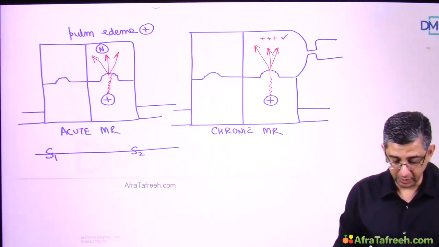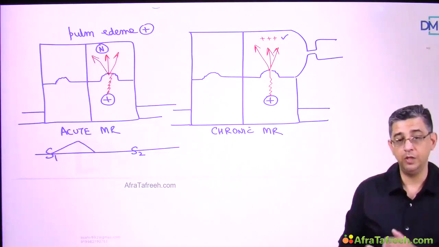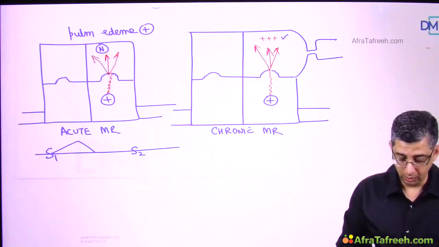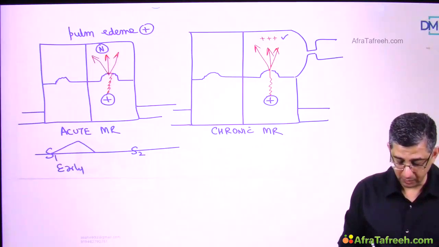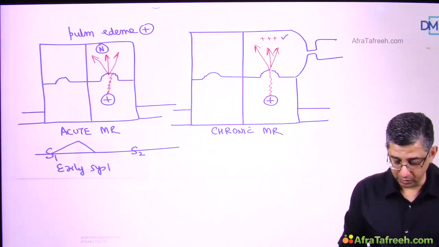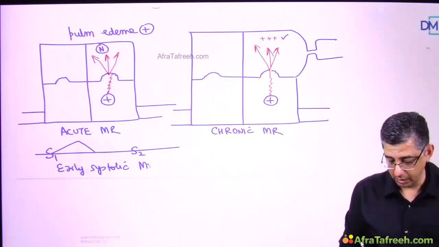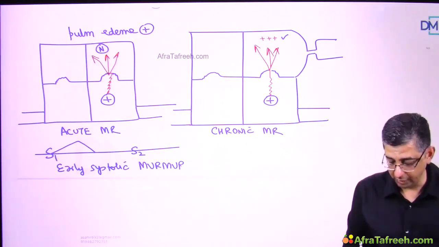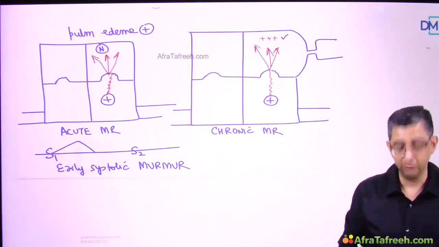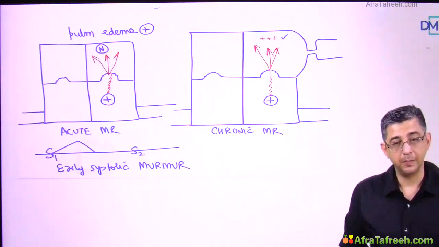The murmur that is heard in acute MR is an early systolic murmur. It dies down much before S2. The term is ESM, but you are not supposed to confuse this with ejection systolic murmur. Ejection systolic murmur is heard in valvular aortic stenosis. Here I am using the word early systolic murmur.